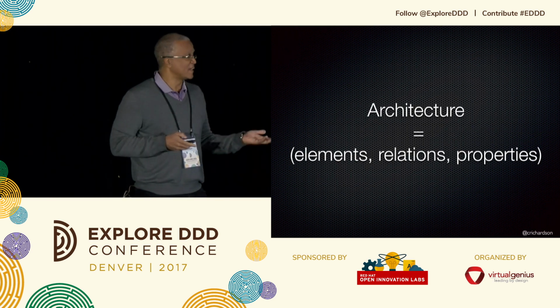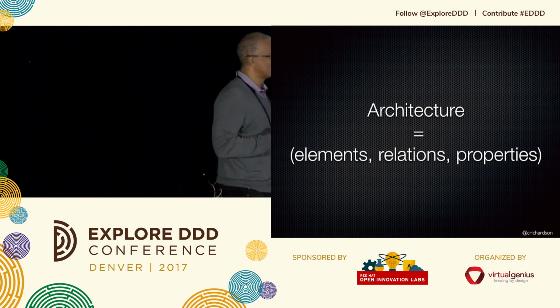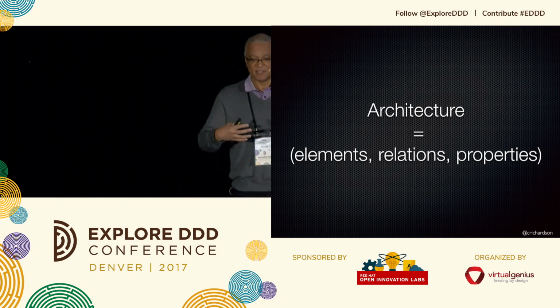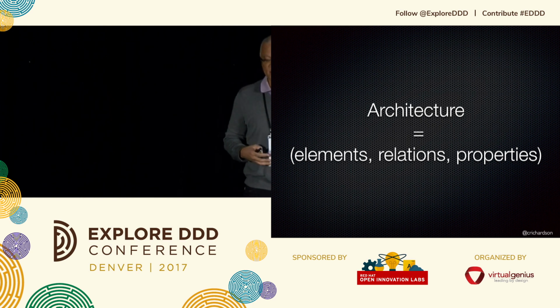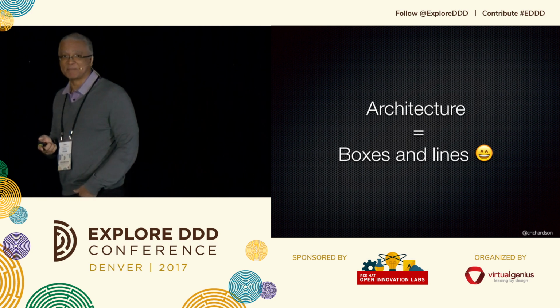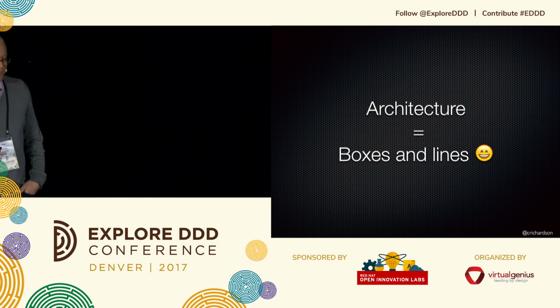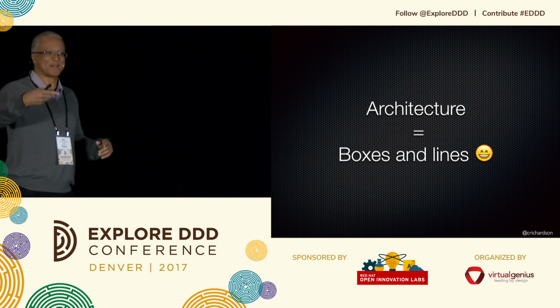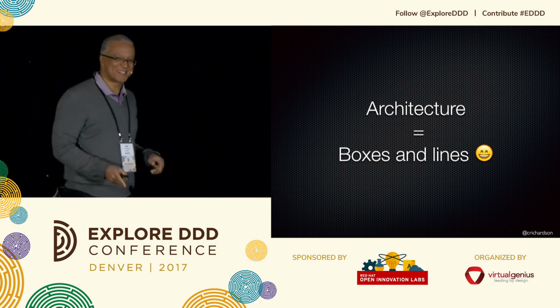You can summarize that down into this: the architecture of a software system is some elements, some relationships, and the properties of each of those. Or, alternatively, you can just think of it as a bunch of boxes and lines. Right, in reality, that's what architects like to draw. No offense to any architects in the audience, like Sam there.